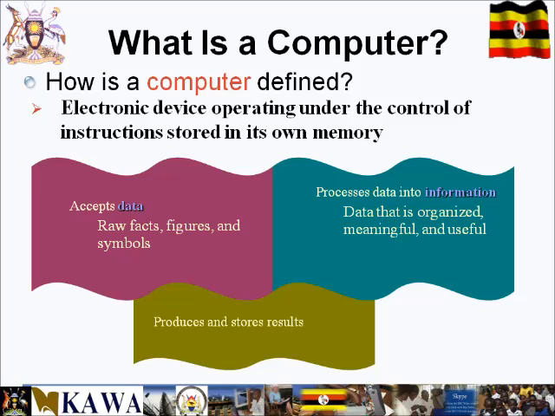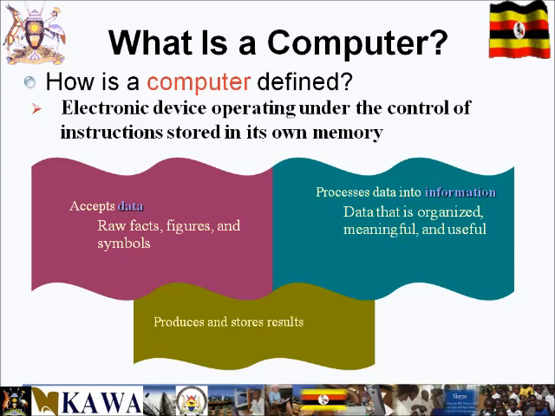We cannot go very far without understanding what a computer is, so we have to define it. A computer is defined as an electronic device operating under the control of instructions stored in its memory. The definition is there on the slide. What a computer does is that it accepts data. Data simply refers to raw facts, figures, and symbols. The computer processes data into information. Information simply means data that is organized, meaningful, and useful. Then it produces and stores the results.